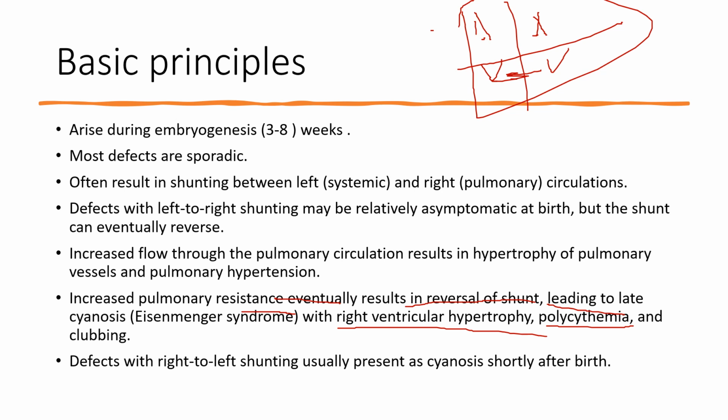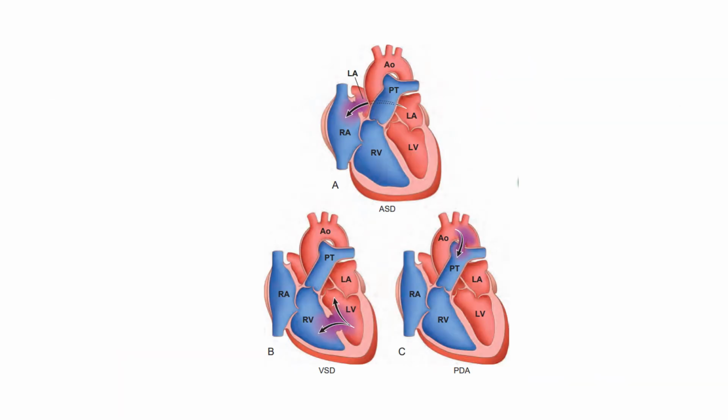Okay, and clubbing and cyanosis mean blue discoloration of the skin. Defects with right to left shunting usually present as cyanosis shortly after birth. In this diagram you can see the atrial septal defect, ventricular septal defect, and the patent ductus arteriosus. We will discuss this soon.